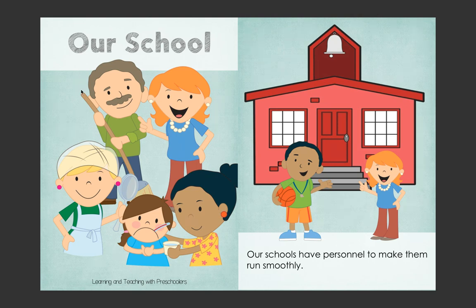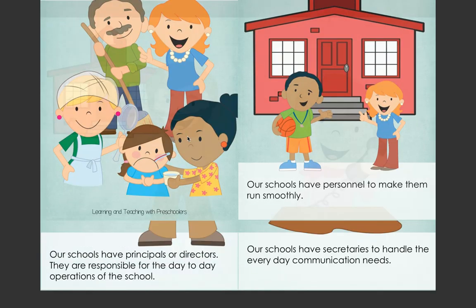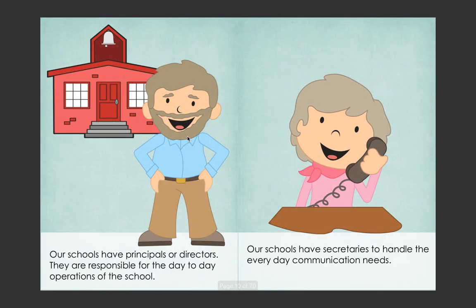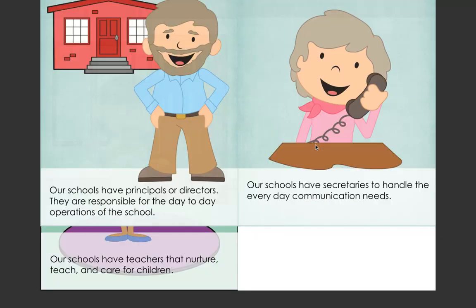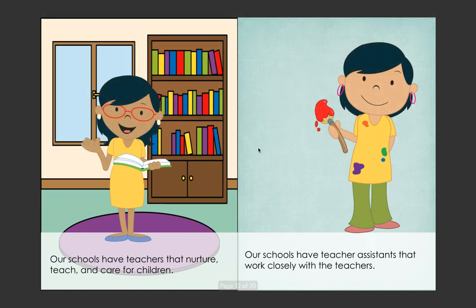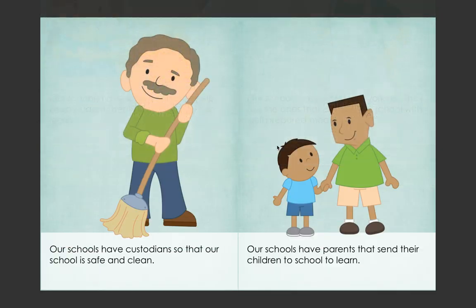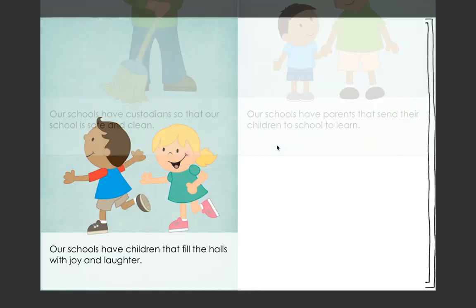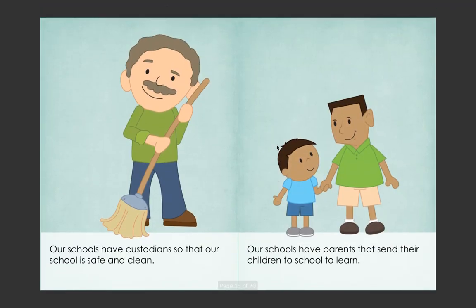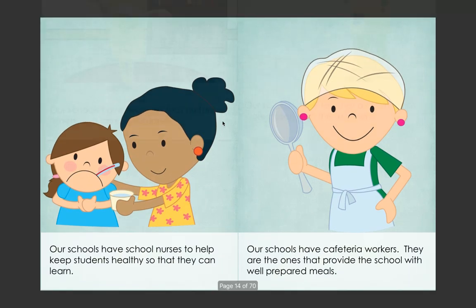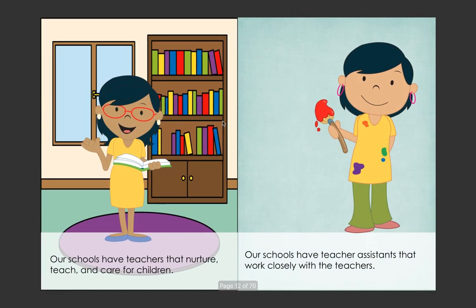So this book is about community members that work within a school. So we have a principal, a secretary, the teacher and the teacher's aide, the nurse, a cafeteria worker, and the custodian. So I would do this book as a read aloud with the students, and I would just show them various ways that they could see community members within their school.